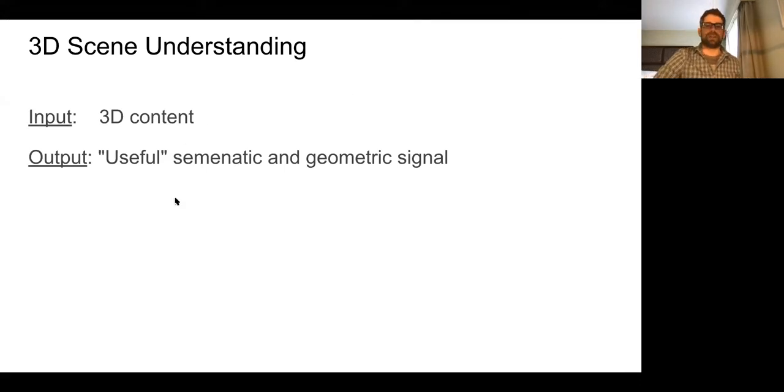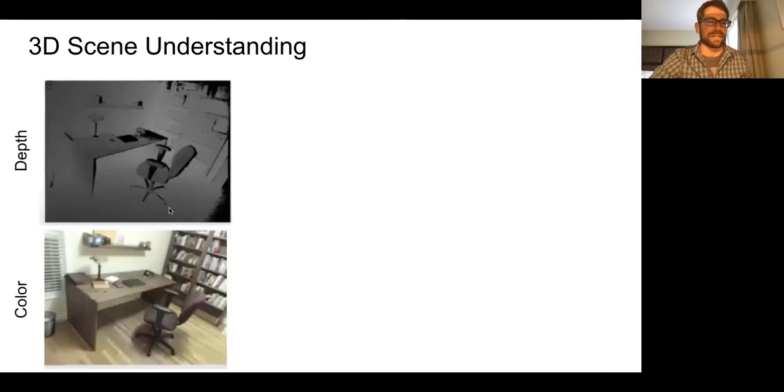By useful, I mean usually it's actionable. So we want some output that we could use for some later downstream task. Let's make things a little bit more concrete. So let's consider the following input setting. Now I'm making the input 3D. Earlier I said it could be 3D content. Now I'm making this concrete.